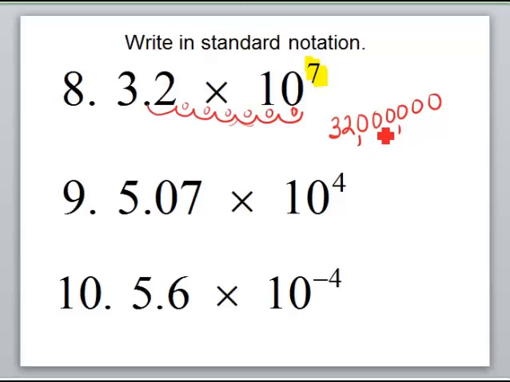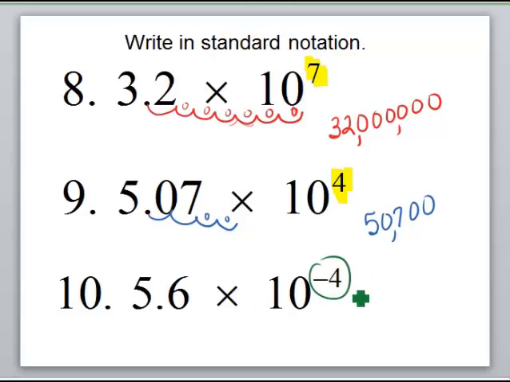On this next problem, I have the exponent of 4, so I know that is a large number. It just happens to be 10,000. So I'm going to be multiplying 5.07 times 10,000, which would mean you're moving your decimal to the right because you're making your number larger. So we'll move it 4 places, 1, 2, 3, 4. That means I have a couple zeros to fill in here. So I have 50700, so 50,700.